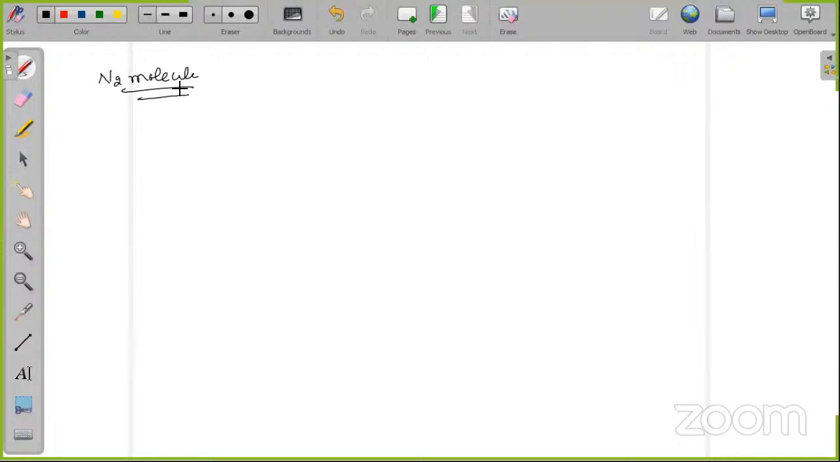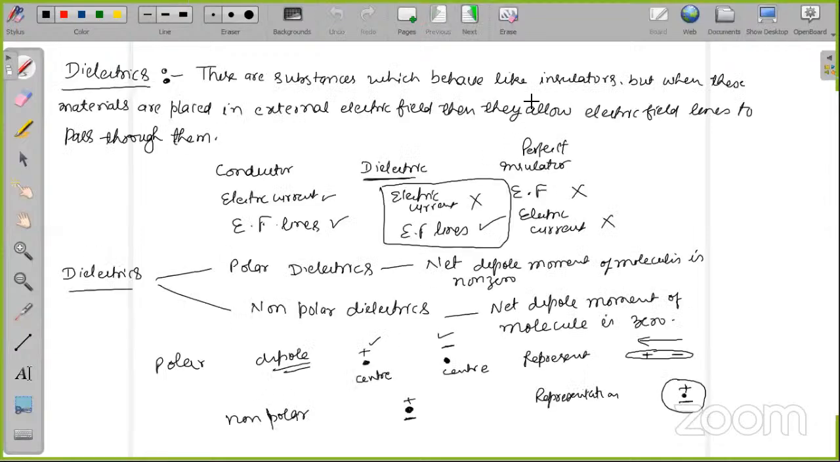Excuse me, sir, please open the previous page once. Yes, please ask. Should I move to the next page now? Excuse me, sir. Yes. Sir, please explain again after non-polar dielectrics.